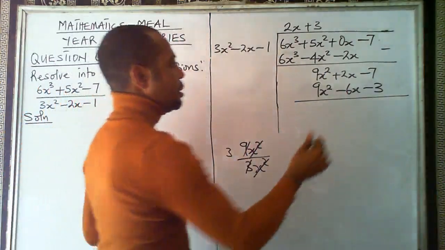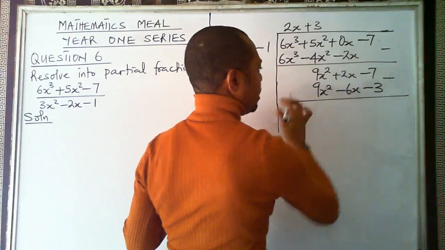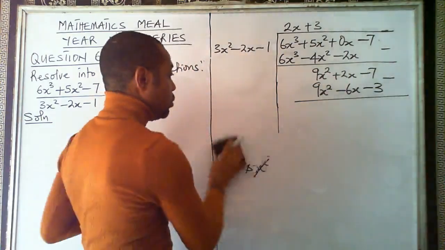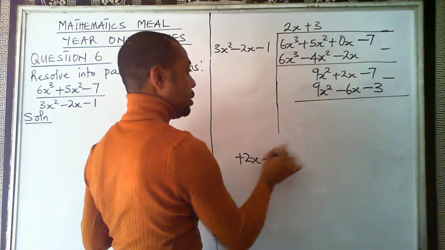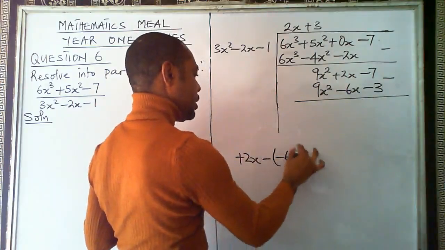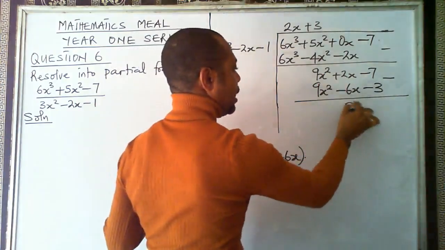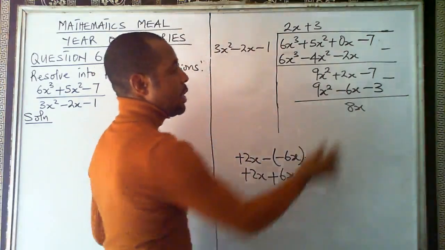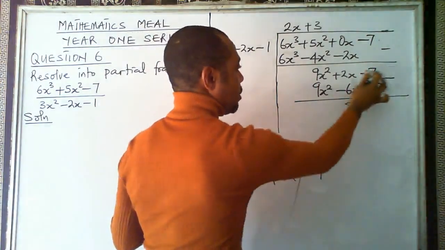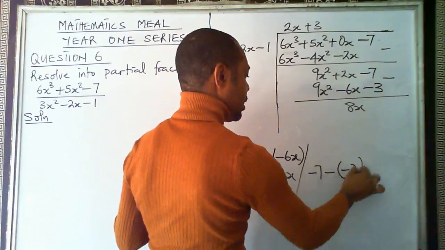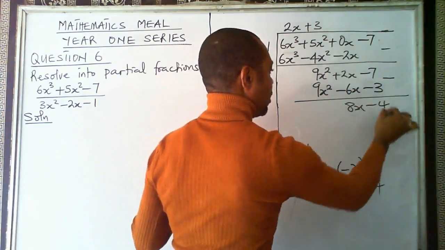If we subtract, let's do the subtraction. This minus this, 9x squared minus this is 0. So plus 2x, which is this, minus minus 6x, will give me plus 2x plus 6x. That will give me what? 8x. That's positive 8x. Then we'll do this. Minus 7 minus minus 3 will give me minus 7 plus 3. That will give me minus 4. So we have minus 4.